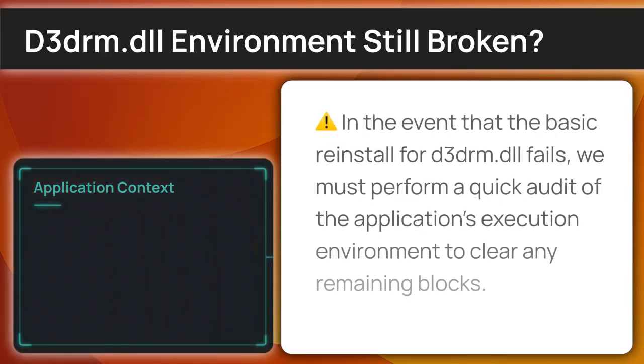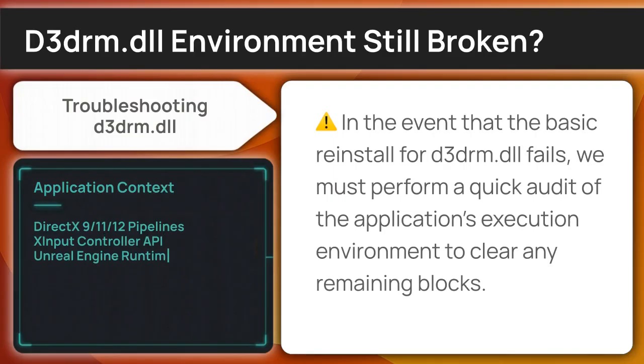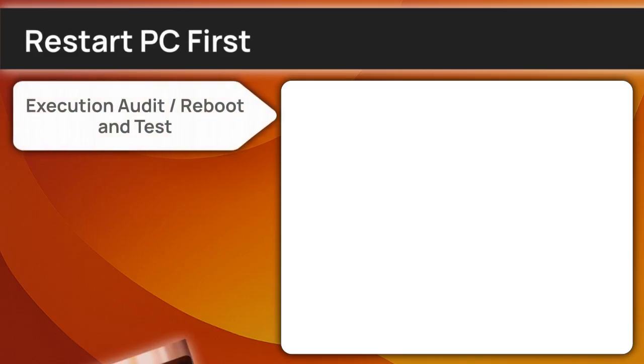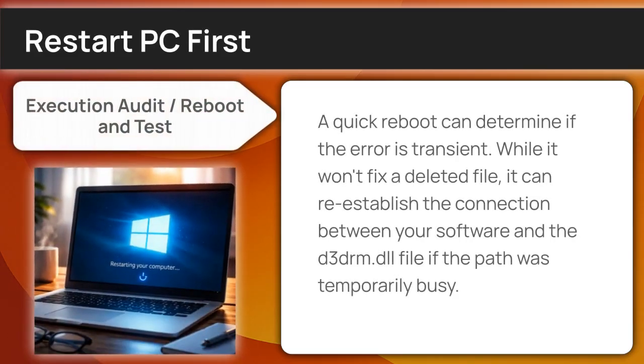Should the reinstallation fall short, the next step in our protocol is to validate the integrity of your system startup environment. A full system restart ensures that no background processes are currently locking the Direct3D RM module file. A fresh boot allows Windows to reinitialize its library map from a clean state.